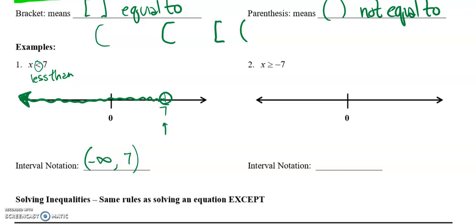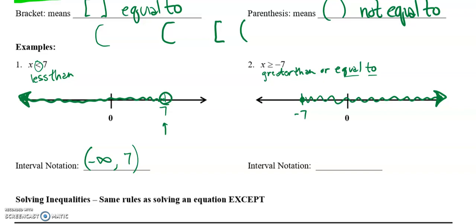Let's look at number 2. Number 2 says x is greater than or equal to -7. So we have a -7 that is to the left of 0. And I want values that are greater than or equal to -7. Greater than would be these values going to the right. And then the equal to part gets me a closed dot at the -7.